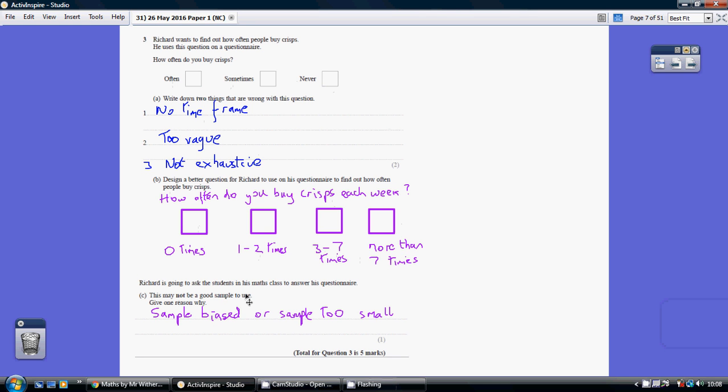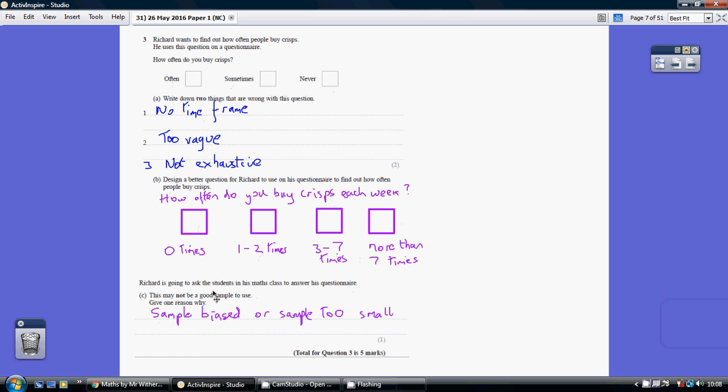This may not be a good sample to use. Give one reason. Remember, Richard is going to ask the students in his maths class to answer his questionnaire. Well, the sample may be biased. It may just happen that students are all of a certain age and they're all more likely to like crisps than older people, for example.